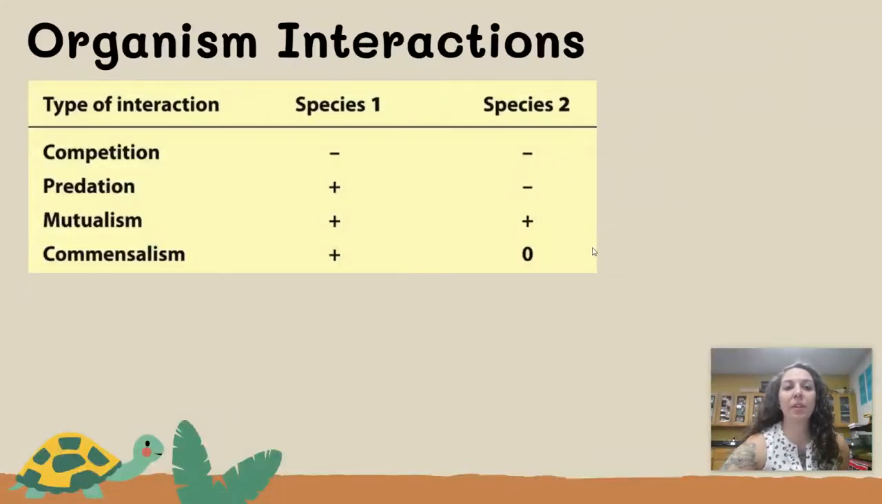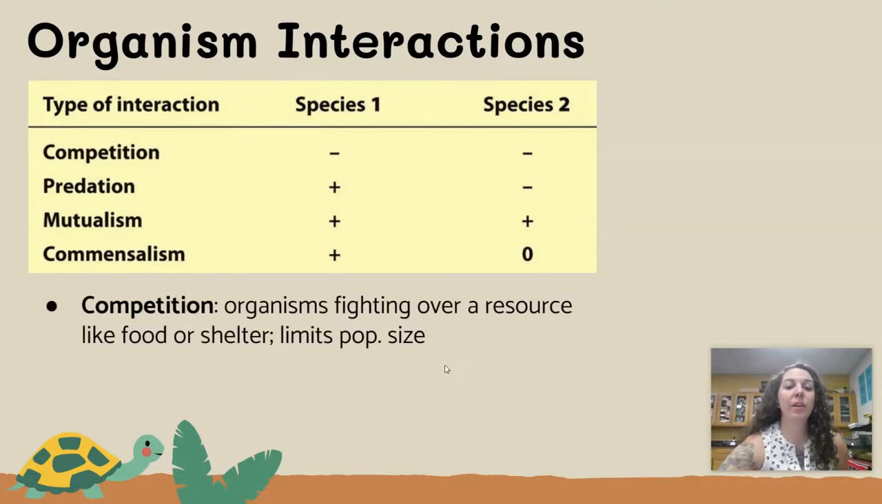So our organism interactions, we've got a variety of interactions. And so you're going to see these like negative and plus signs. So negative is going to be that organism is not benefiting from the relationship. Plus is going to be that it is benefiting. And then zero means that it's not benefiting, but it's also not being harmed.